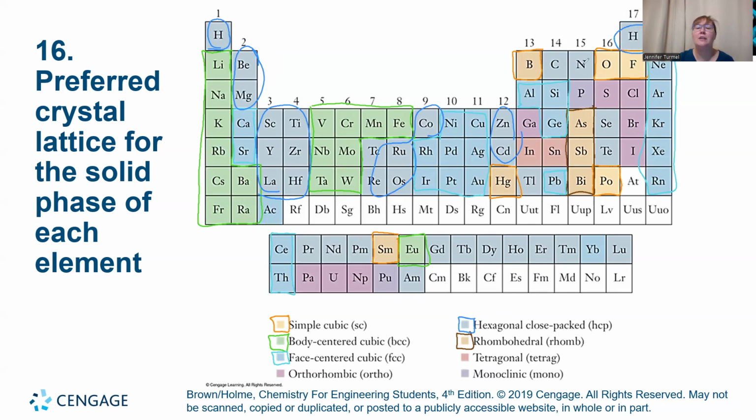Your hydrogen and helium are here, carbon and nitrogen, the selenium and tellurium. And then you've got a bunch of them down here as well. Your last one in here is this orthorhombic in your lavender purple colors.